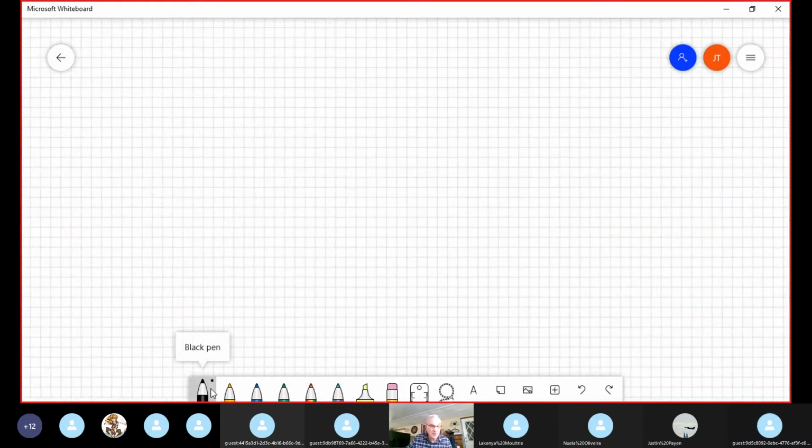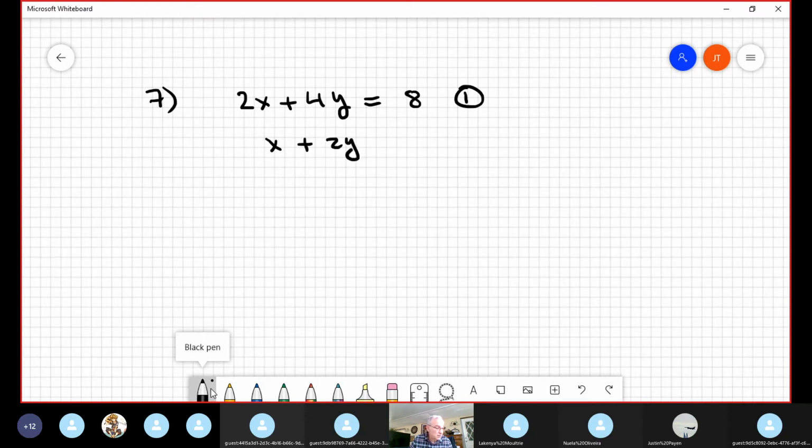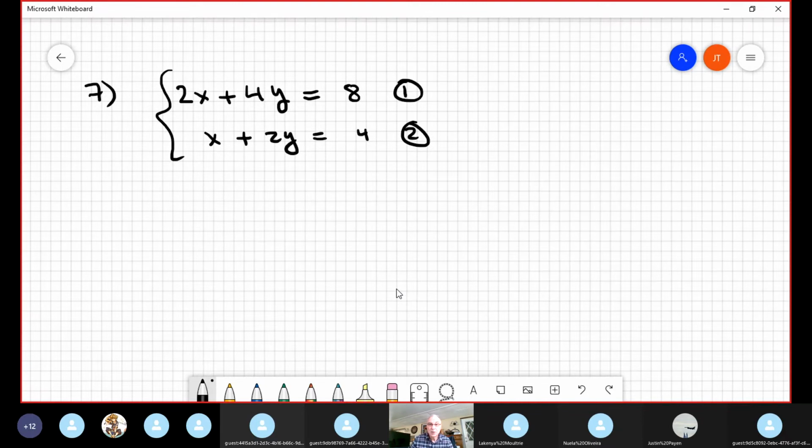Yes. Let me try number 7. The worksheet 7 is a coincidence. 2x plus 4y equals 8, equation number 1. x plus 2y equals 4, equation number 2. This is my system. I need to solve this system by hand, algebraically, and also confirm it graphically. Okay, what method do you recommend? Substitution or elimination?